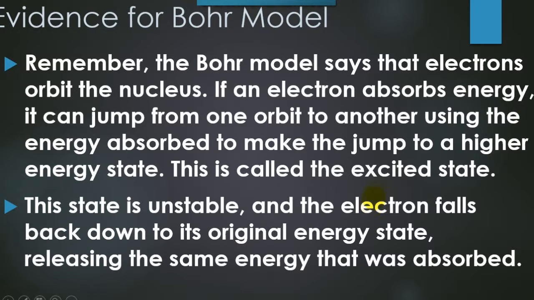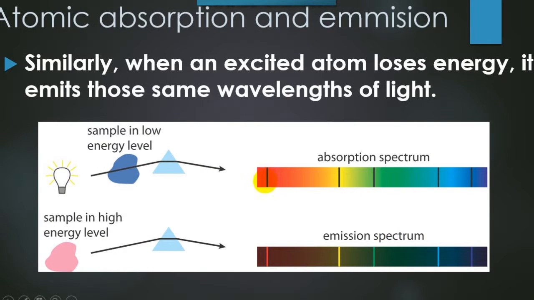Remember that the Bohr model says electrons orbit the nucleus. If an electron absorbs energy, it can jump from one orbit to another using the energy that it absorbed to make that jump to a higher energy state. And again, this is called the excited state. This state, however, is unstable, and at some point the electron will fall back down to its original energy state, releasing that same energy that was absorbed. So let's go back a slide. That's why the wavelengths that are absorbed by the sample are the same ones that are emitted.